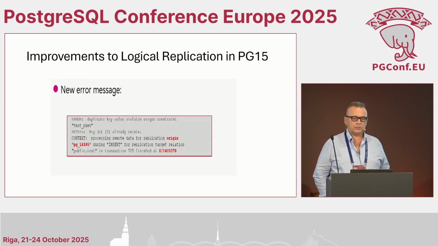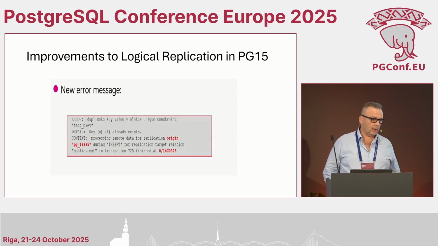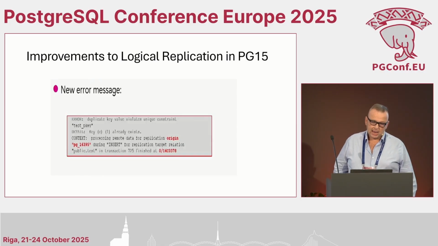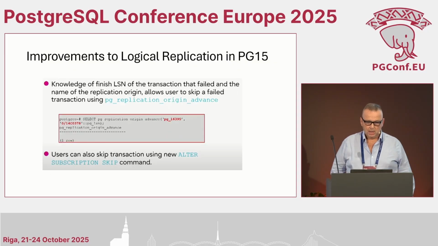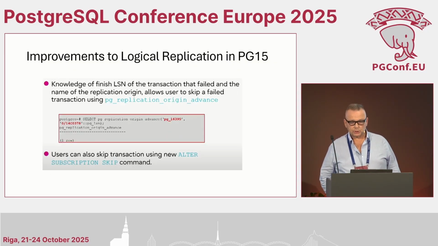Also significantly, the error logging was more verbose. You can see that since 15, we're able to get the actual origin for the failing transaction. And we can also get the finished LSN, in other words, the LSN associated with the commit of the incoming transaction. With these additional details, we can more easily use the pg_replication_origin_advance function, should we still want to do that. But equally, we can use the auto subscription skip.